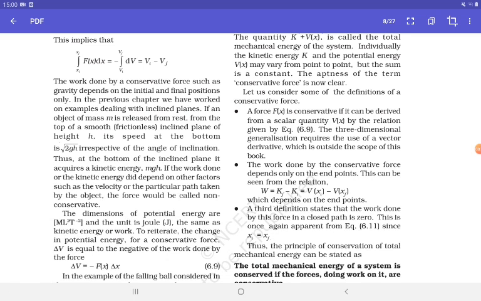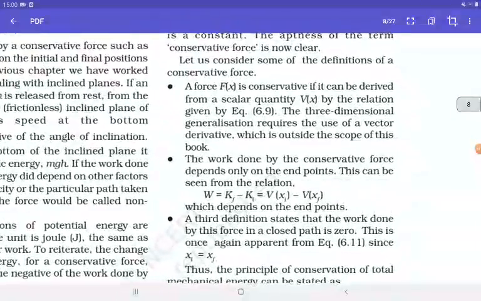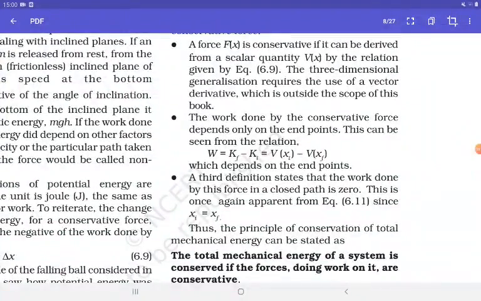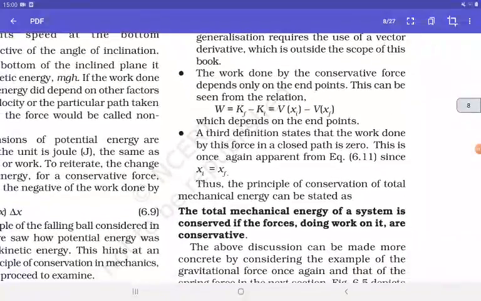given by equation 6.9. The three-dimensional generalization requires the use of a vector derivative, which is outside the scope of this book. The work done by the conservative force depends only on the endpoints. This can be seen from the relation W = Kf − Ki = V(xi) − V(xf), which depends on the endpoints. A third definition states that the work done by this force in a closed path is zero. This is once again apparent from equation 6.11 since xi = xf.